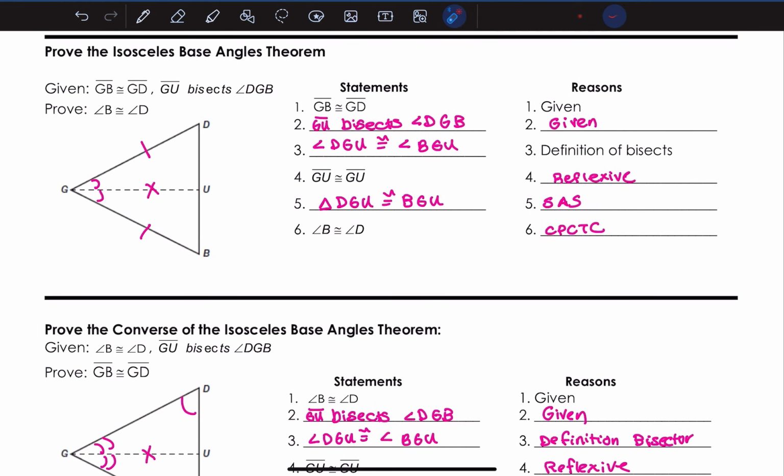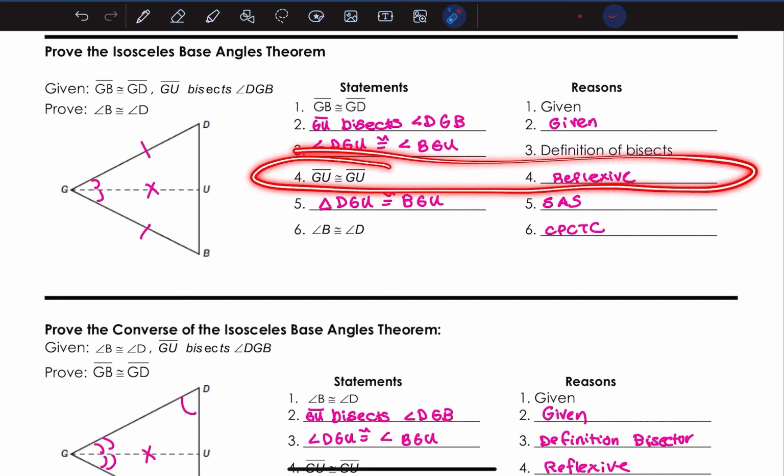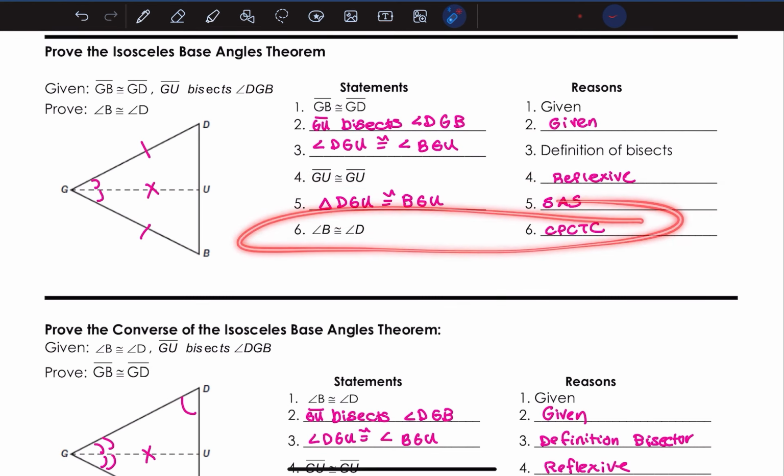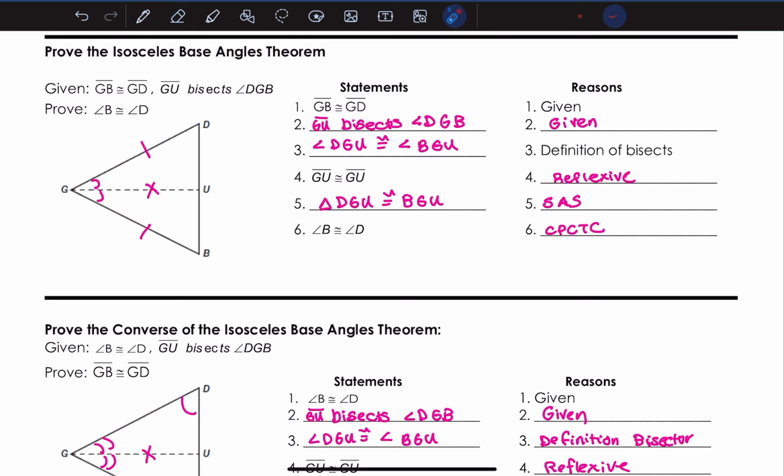So here we are going to use CPCTC because if we look at our proof statement, we're proving that two angles are congruent. They give us a pair of congruent sides and that there is a bisector, so there's a pair of congruent angles, and there's also a shared side. So write out your givens. By the definition of bisector, you're going to state that angle DGU is congruent to angle BGU. GU is congruent to GU by the reflexive. Therefore, we can use side, angle, side to state the triangles are congruent, and CPCTC to say that angle B is congruent to angle D.